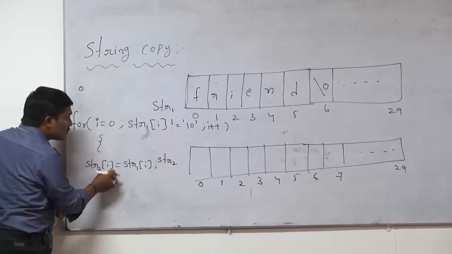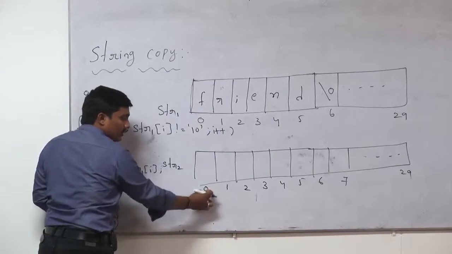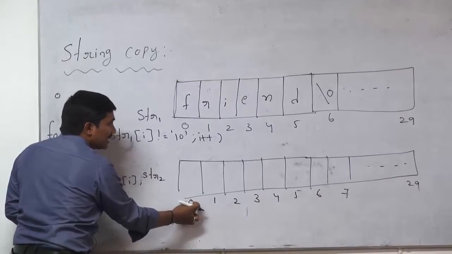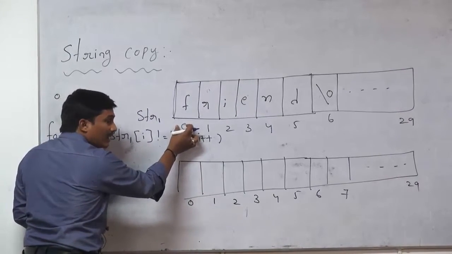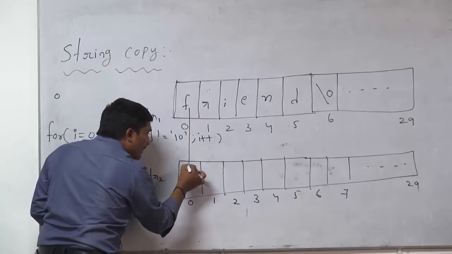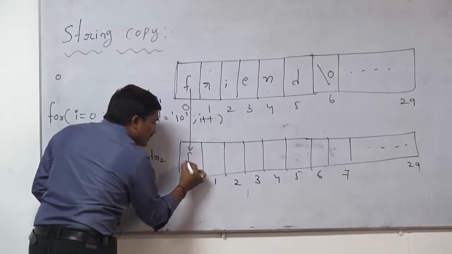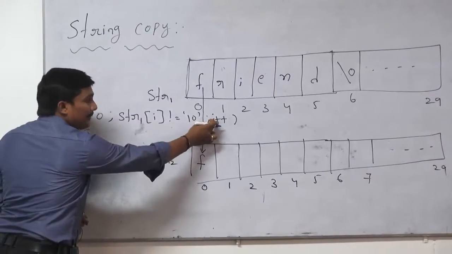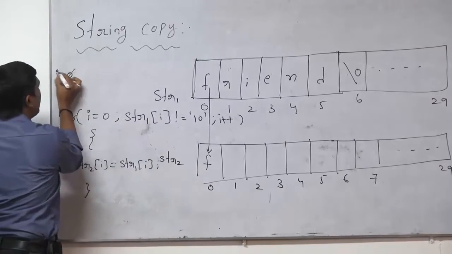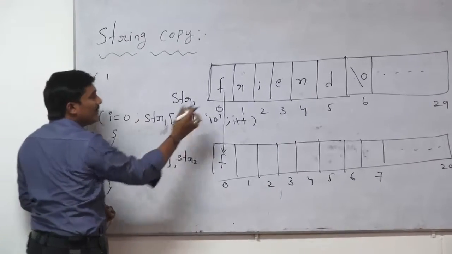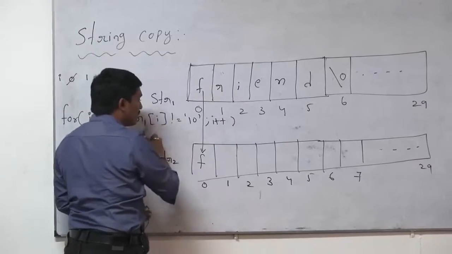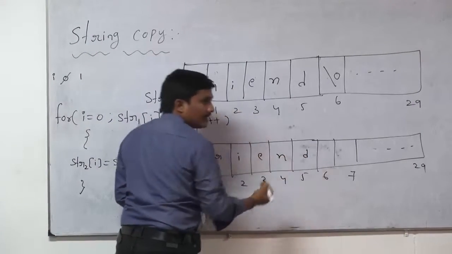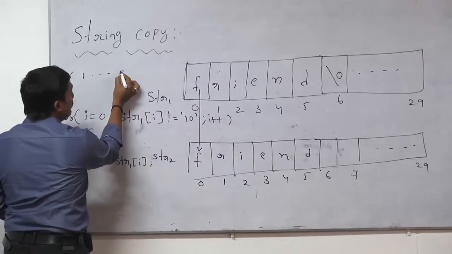Then str2 of 0, what is the value of 0? This one. str2 of 0 means this location as per the memory. This location is assigned with str1 of 0. That means you are copying this F letter to the str2 of 0th location. Next, I plus plus, I is updated to 1. Again for 1, R is not equal to null. This process will repeat for R, I, E, N, D, up to it reaches 5.